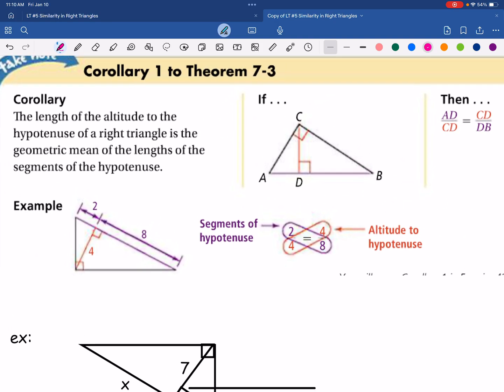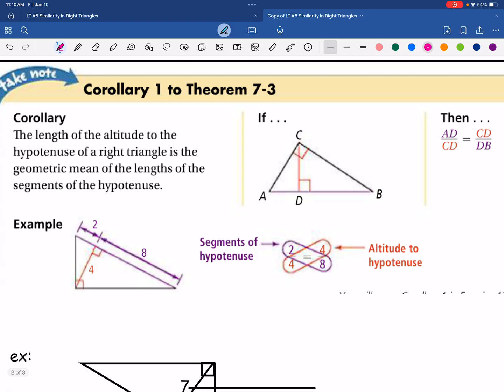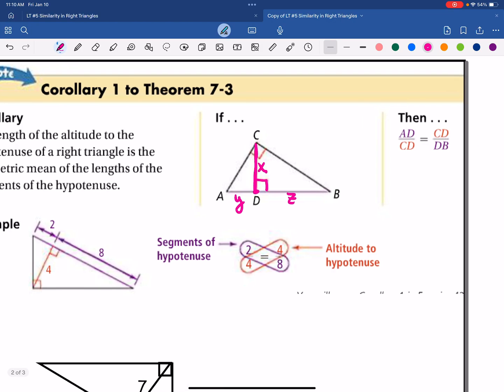Our first property is called a corollary because it's a subset of this. We've got an altitude, CD. It's an altitude because it's perpendicular to its opposite side. It cuts the right triangle ABC such that we have 3 similar right triangles. If I call this altitude X, it cuts the hypotenuse, not in half, but into 2 parts, Y and Z, where point D is. This corollary says that X, the altitude, is the geometric mean between the 2 parts of the hypotenuse.